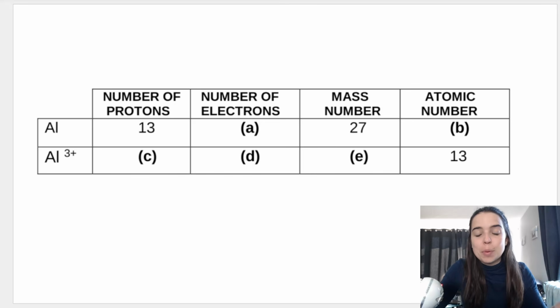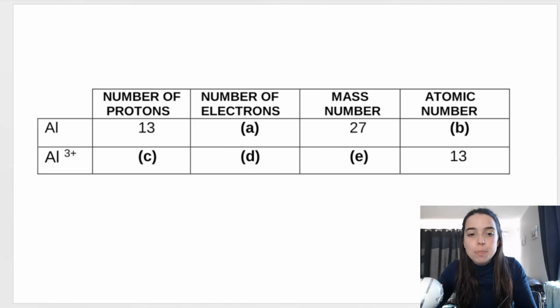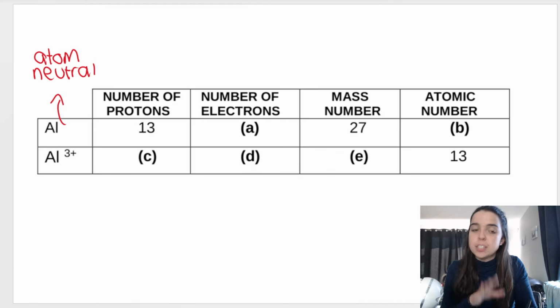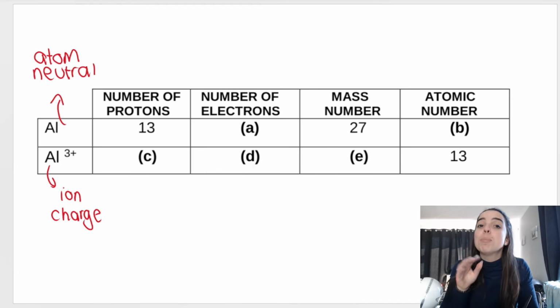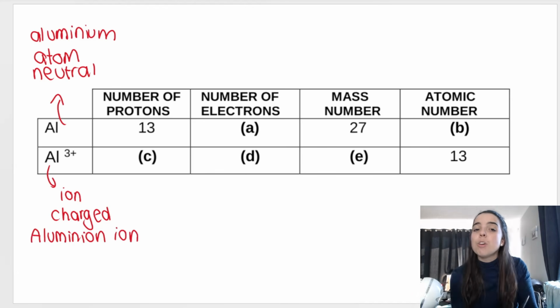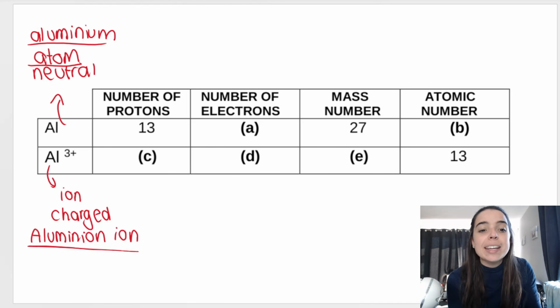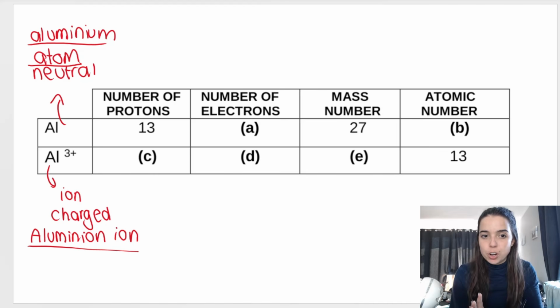So let's do this past paper question, which is related to this video and yesterday's video. In this question, they're giving me Al, which is the aluminium atom. This is an atom. It's neutral. It's not an ion. It's not charged. This is the aluminium ion. It's an ion. It has a charge. It's a cation. It's positive. So just take note of the difference. Aluminium atom is neutral. There's no charge. Aluminium ion is charged. The number of protons, whether it's an atom or an ion, will always be the same.